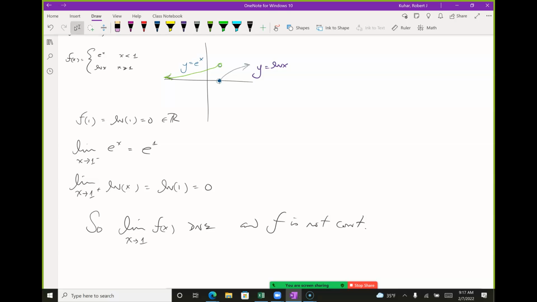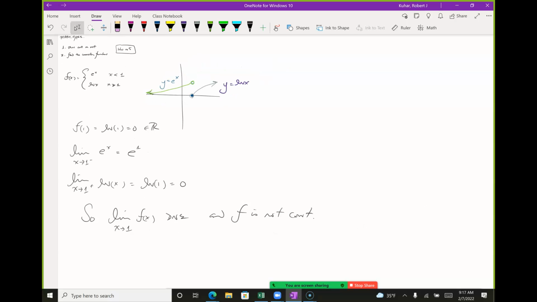So use the checklist, right? And there's a bunch of problems in the textbook where it says show the following is not continuous. It's going to fail somewhere along the line. Step 1, you can't plug in. Step 2, the limit doesn't exist. Step 3, they don't match, right? One of those steps will fail.